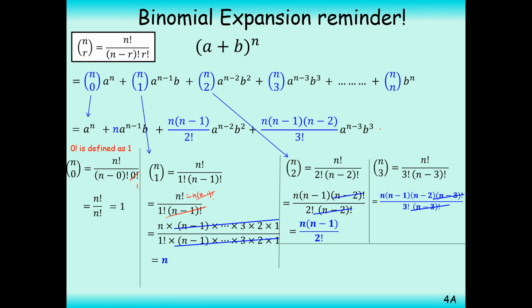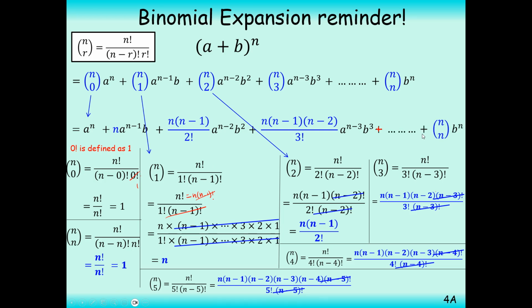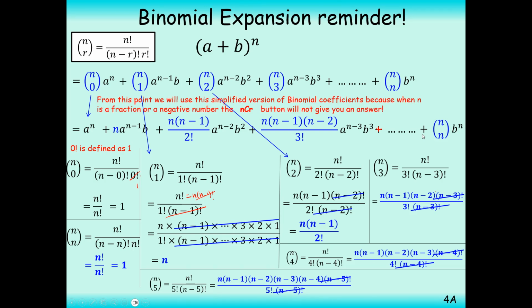We would have n times n minus 1 times n minus 2 and n minus 3 on top of the fraction. n minus 4 factorial would cancel away with the denominator, and so on. I hope you are starting to get the pattern here and understand how it's come about. We know that n choose n will be 1 as well. We need to understand and remember these forms, because we need to use the cancellations, as our calculator will not help us calculate these values.